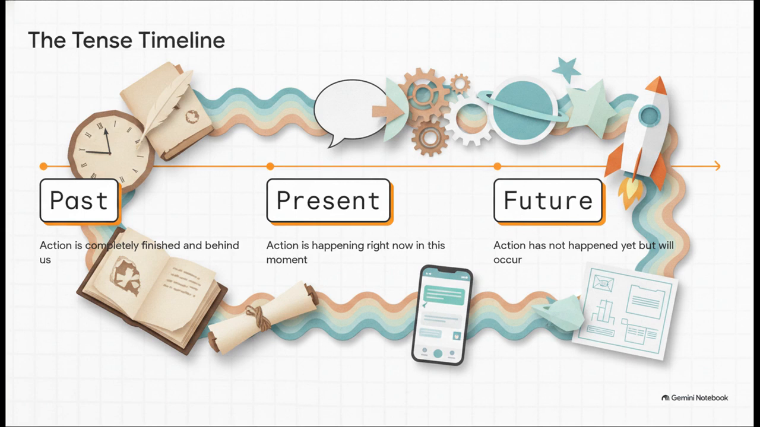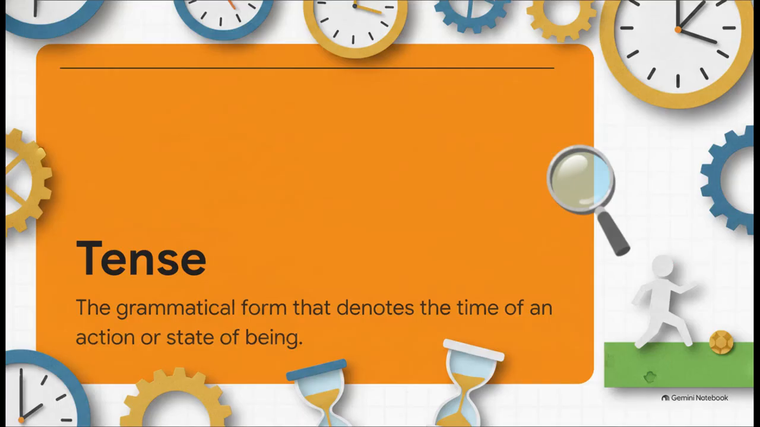In the middle is the present, stuff happening right now. And on the right, the future, actions that just haven't happened yet. Literally every single sentence you will ever read or write falls somewhere on this map. And that visual map leads us straight to our core definition.